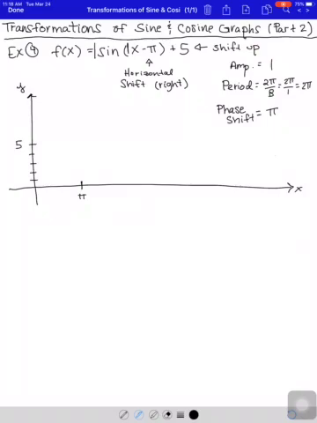Right? And remember our period here is 2 pi. That means the length of our full cycle is still 2 pi, which means if I start at pi, that's the beginning of my cycle, so what is 2 pi later? Where is my cycle going to end? Oh, 2 pi later would be 3 pi. And this gives us the length of our full cycle, which is still 2 pi.